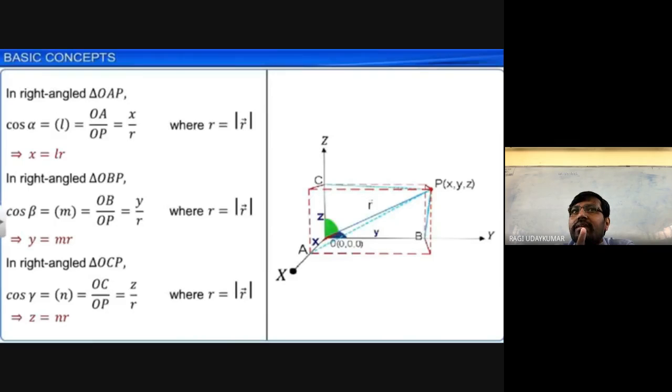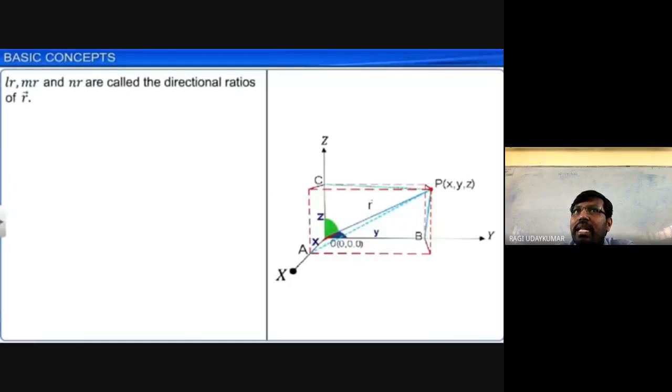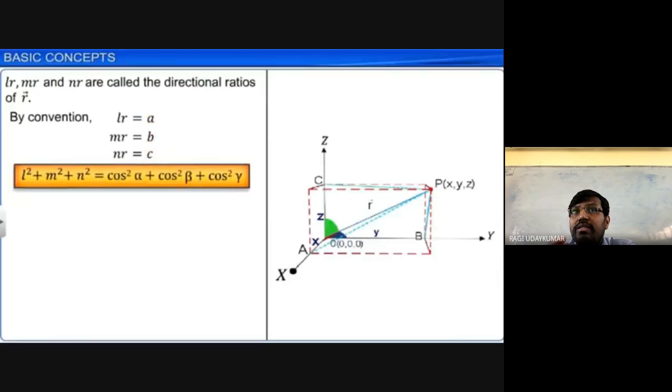So whenever you are taking the ratios x to r, y to r, z to r, direction cosines are represented by l, m, n. lr, mr, nr are called direction ratios of the vector r. Vector r is nothing but the position vector of a point P with respect to the origin. So l, m, n are direction cosines, lr, mr, nr are direction ratios, and we represent direction ratios with small a, small b, small c.